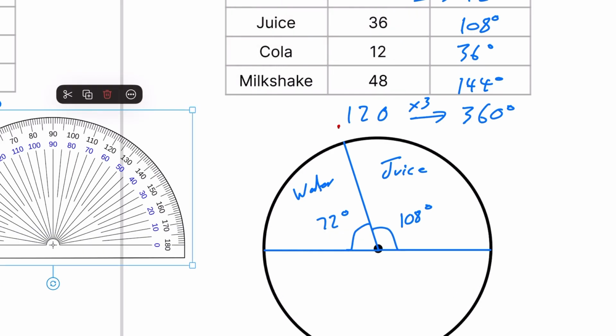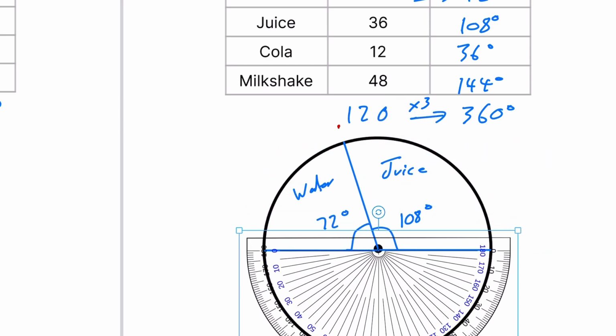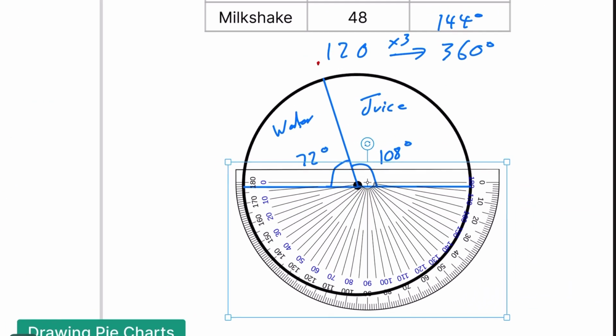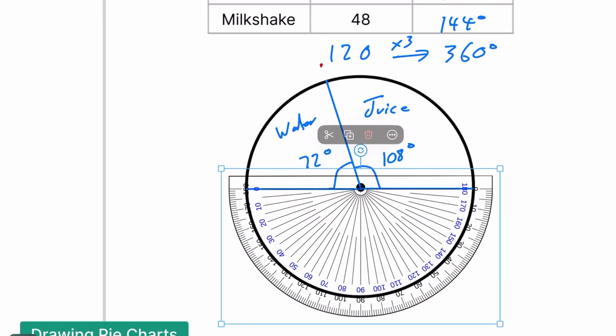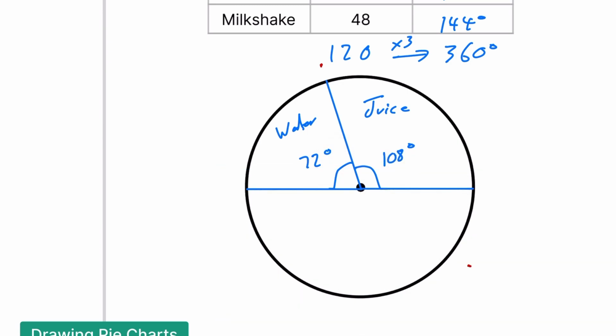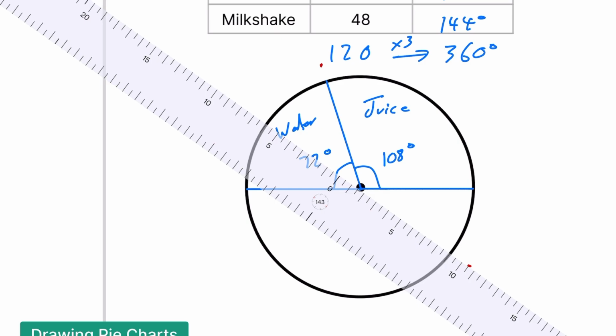And now we just need to do cola. So if I spin this around, put that in the center. So cola is 36, and oops. So if I put that there, that goes there. And that is that line there.